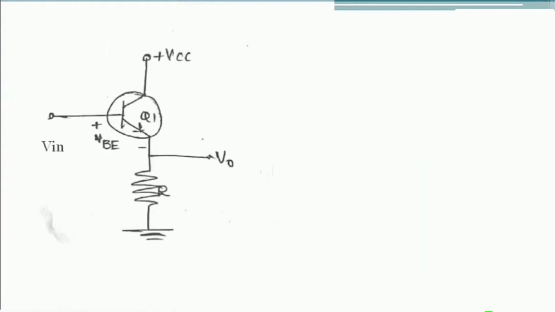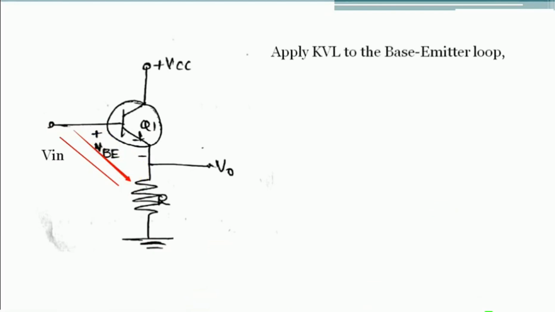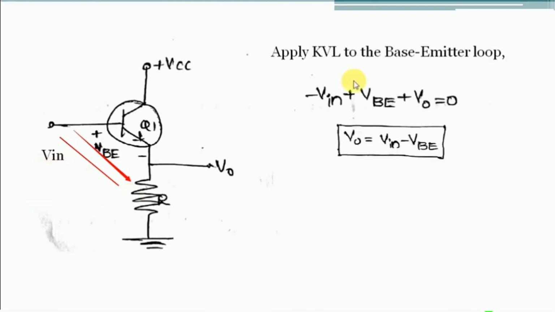Okay, so now we are performing the analysis. So here apply KVL to the base emitter loop. We know that Kirchhoff's voltage law is nothing but the algebraic sum of voltages across the loop. So if you observe here, it is minus Vin plus VBE plus V0, where V0 is nothing but the voltage drop across the resistor R, which is equal to 0. Therefore V0 is Vin minus VBE.